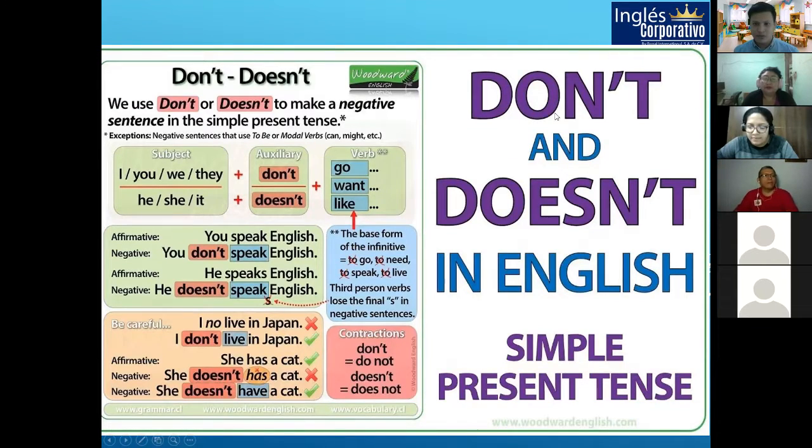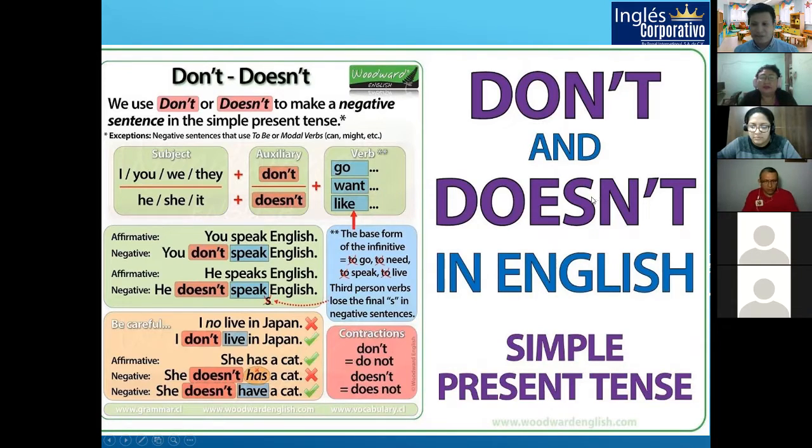Vamos a profundizar un poco en how to say the negative way, cómo decir la forma negativa en simple present. We got don't and doesn't, right? Okay, this is a contraction form. Esta es la forma contractada. Don't and doesn't. Díganlo, don't. Doesn't. Okay, very good. Okay, Maggie, don't. Doesn't. Okay, very good, nice.